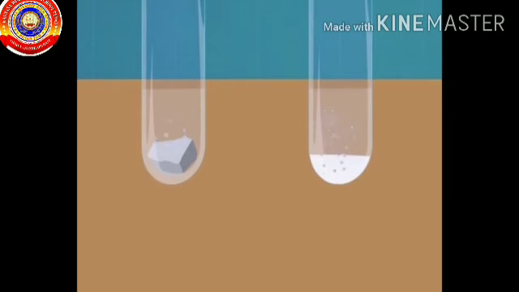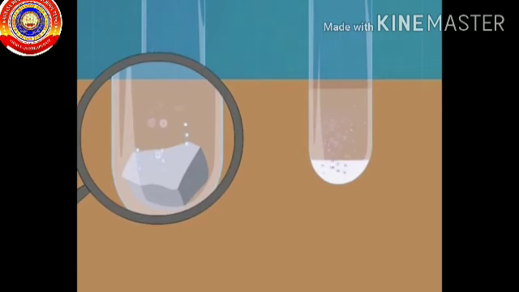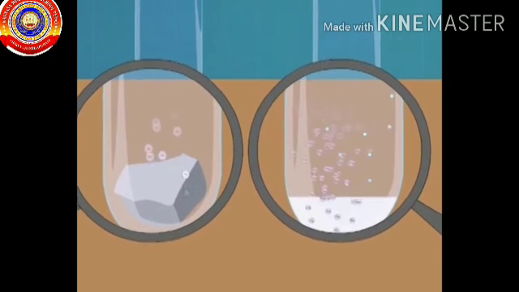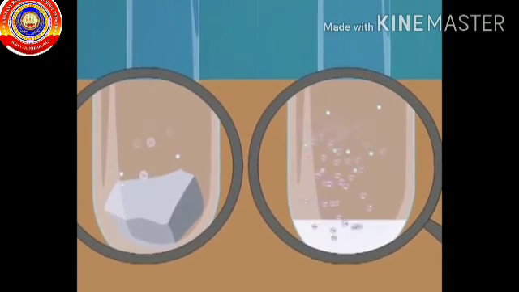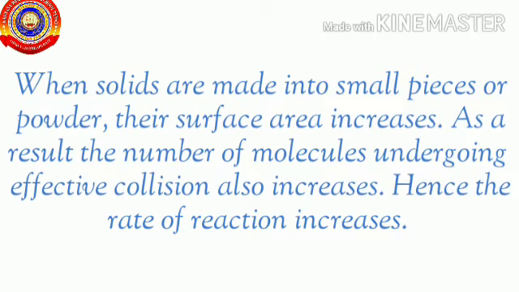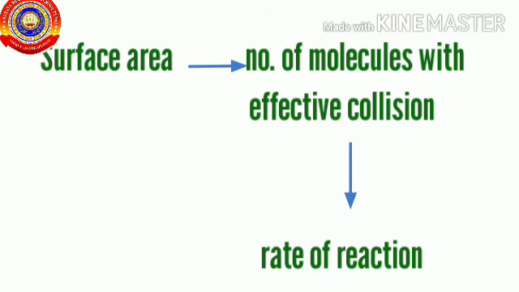When solids are made into small pieces or powder, their surface area increases. As a result, the acid molecules undergoing effective collisions with the marble also increase. Hence, the rate of reaction increases. Did you get the reason? Let me explain once again. When solids are made into small pieces or powder, their surface area increases. As a result, the number of acid molecules undergoing effective collision with the marble increases, thereby increasing the rate of reaction.